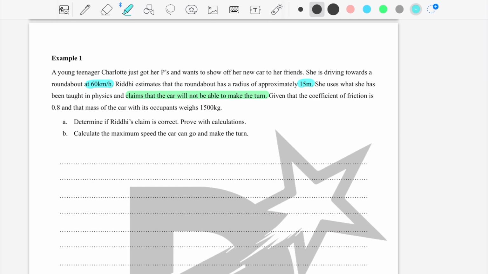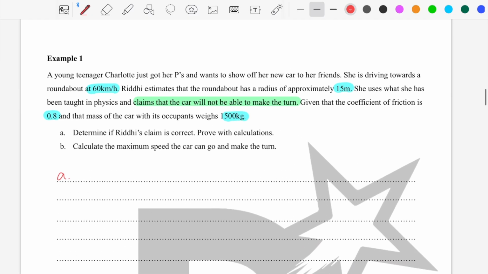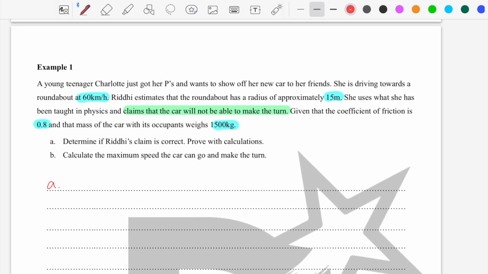Okay, given that the coefficient of friction is 0.8 and the mass of the car and its occupants is 1,500 kilograms, part A, determine if Charlotte's claim is correct. Prove with calculations. So we need to calculate or prove whether or not this car can make the turn.